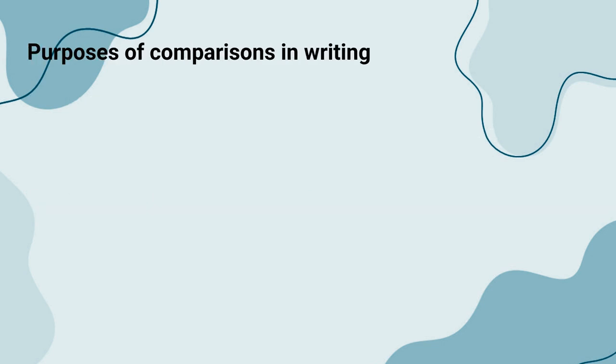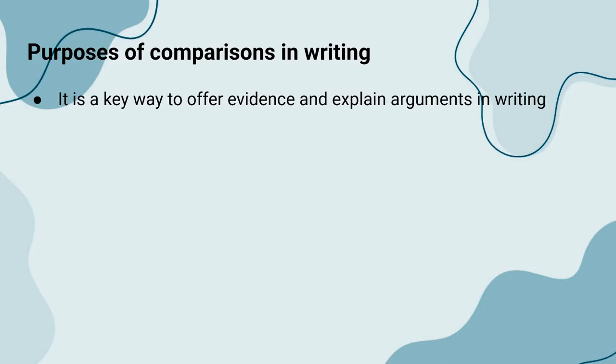The final thing we have to talk about for this unit before we go into multiple choice is the purpose of comparisons in writing. Comparisons are a key way to offer evidence and explain arguments. So when you're trying to present evidence for an argument, let's say you're using your overarching thesis, but you don't know how to present it well, you can use comparisons. You could say, in 2016, this stat was higher than in 2012. And that's a piece of evidence that benefits your argument. That's a very easy way to do that.